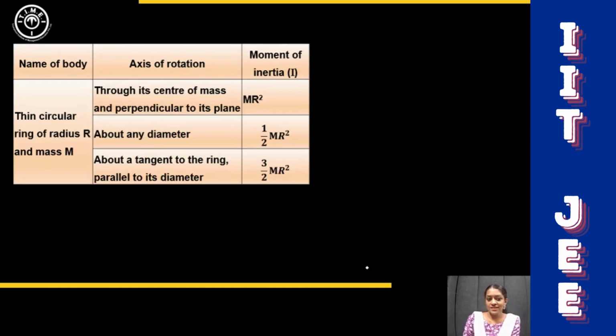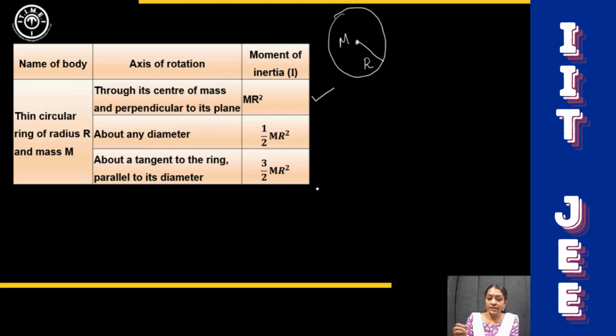So next case is that of a circular ring. Let us consider a circular ring which is having mass m and radius r. Here we have to study two equations. The first equation is mr square, which is the moment of inertia of the ring about an axis passing through its center and perpendicular to its plane.